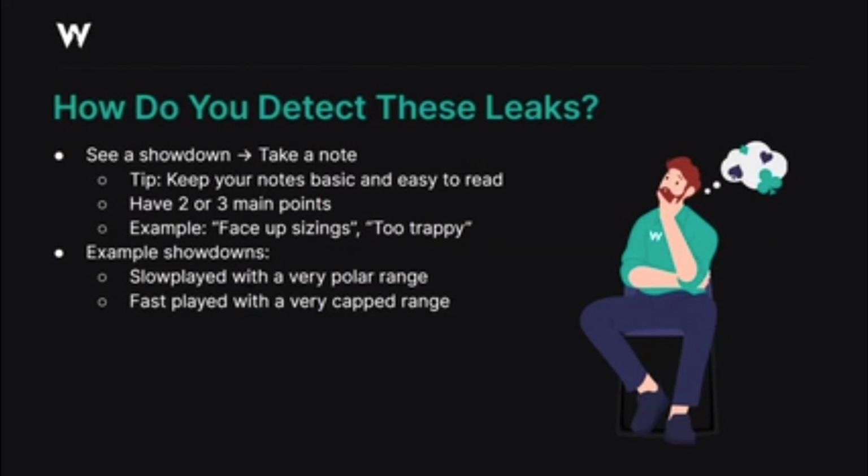You might see someone who check-folds on the river too much. Okay, that might mean that his checks have too few slow plays, sure. But a lot of these things are very specific, very low sample. You're not going to have a lot of data on them. So what you will have is showdowns.